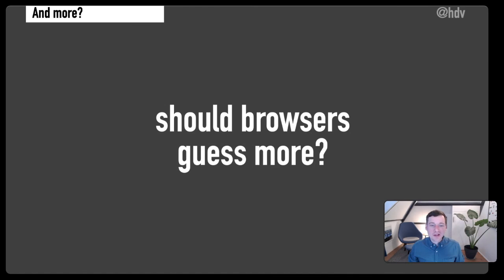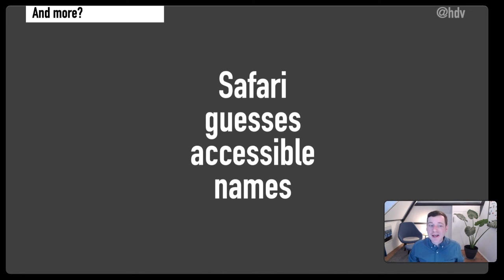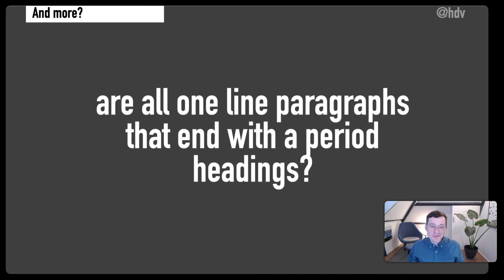This might make you think, should browsers do more? Should they do more than the obvious, like highlighting focus or exposing landmarks or fixing contrast? I think they could do a couple of things, like Safari guesses accessible names, which is a big problem, like when form fields aren't indicated what their name is, but they do have some visual label. Sometimes Safari will say, well, then that's probably the name for that input. It could maybe guess what headings are, like looking at all paragraphs that are just one line and end in a period, maybe they're headings.